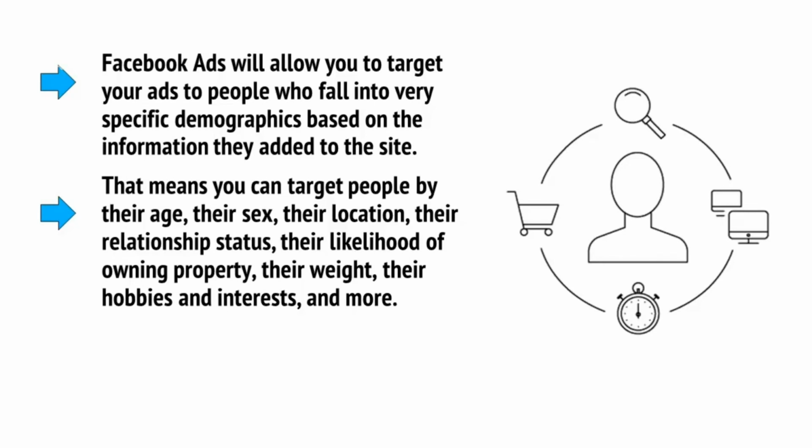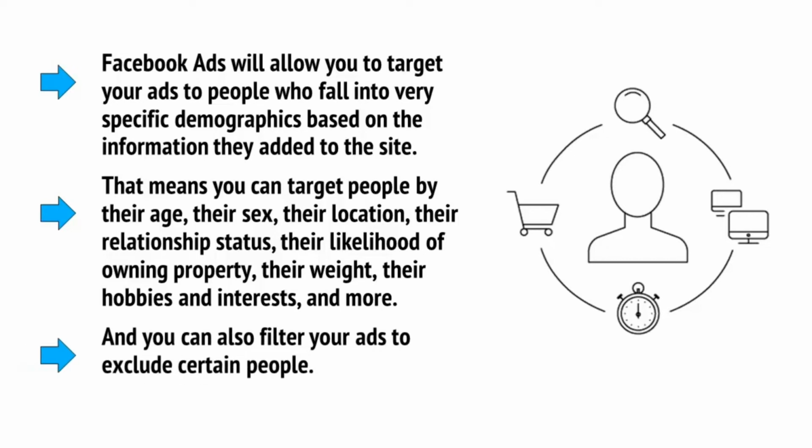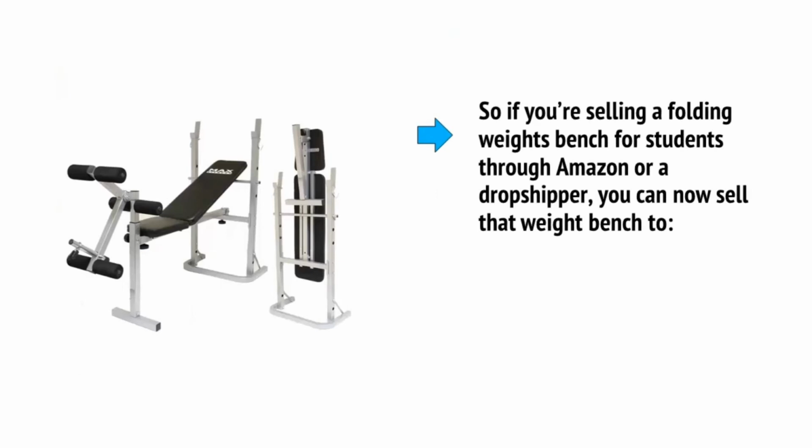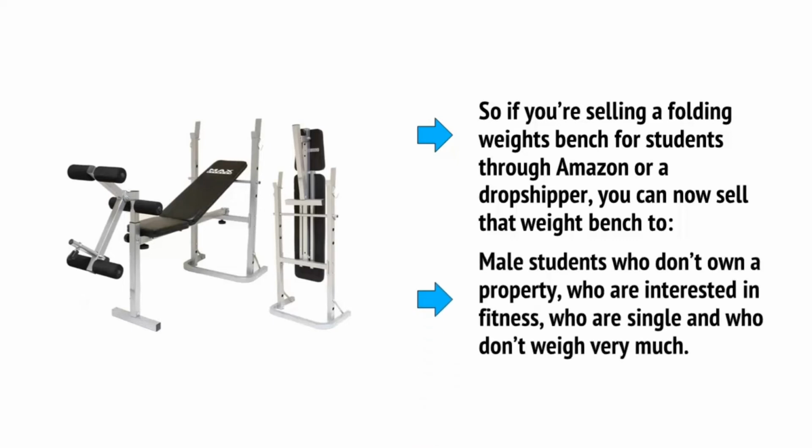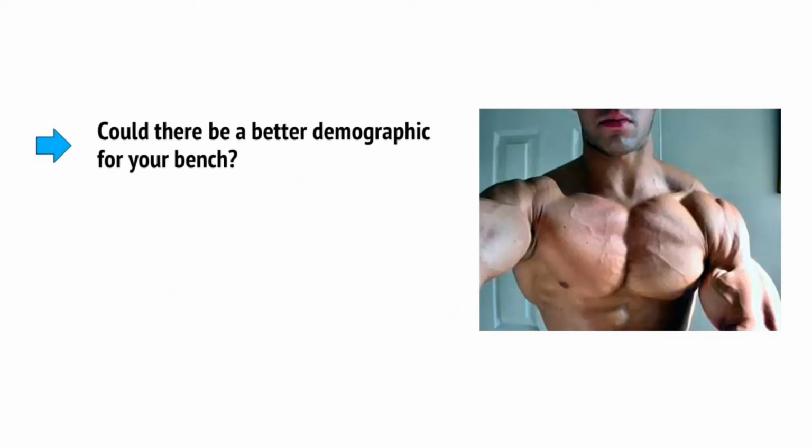That means you can target people by their age, their sex, their location, their relationship status, their likelihood of owning a property. Facebook also deduces a lot of information, their weight, their hobbies, their interests, and more. And you can also filter your ads to exclude certain people. So, if you're selling a folding weights bench for students through Amazon or a drop shipper, you can now sell that weight bench to male students who don't own a property, who are interested in fitness, who are single, and don't weigh very much. Could there be a better demographic for your bench?